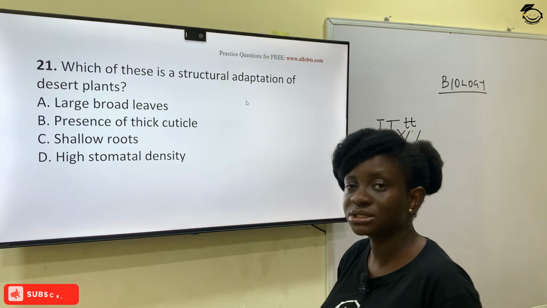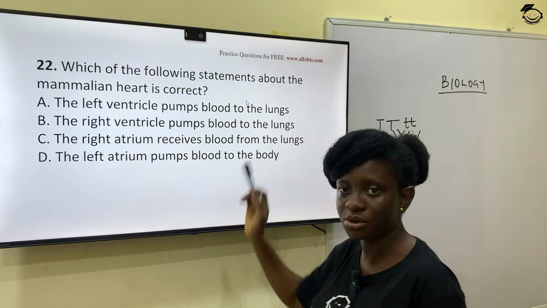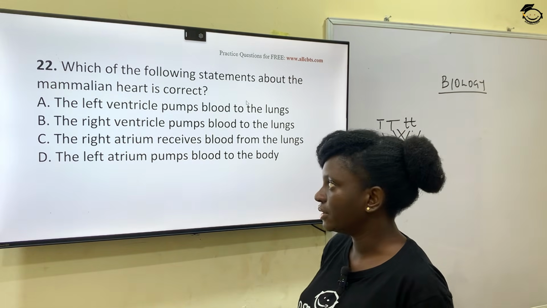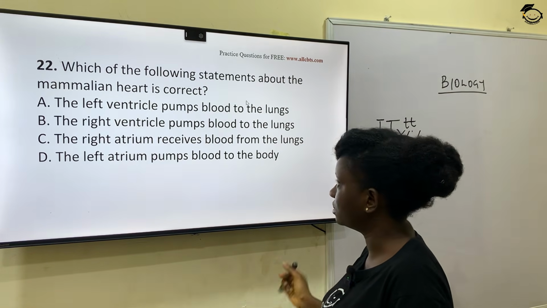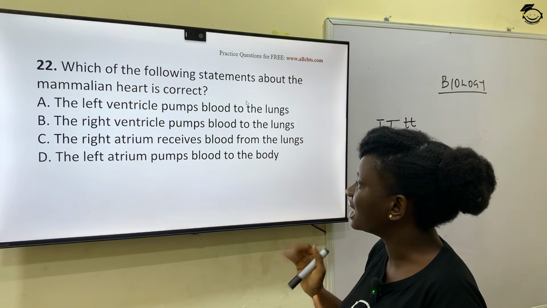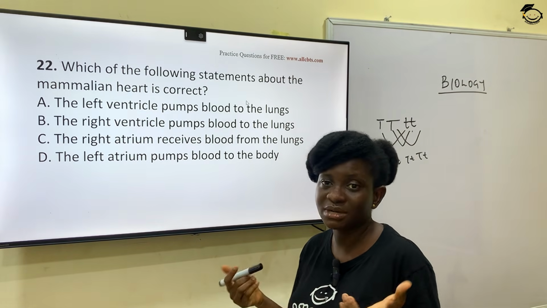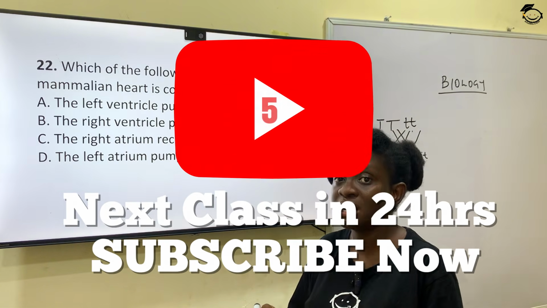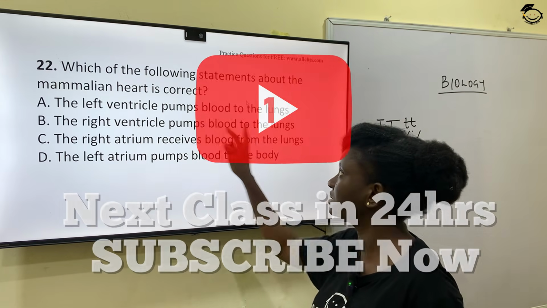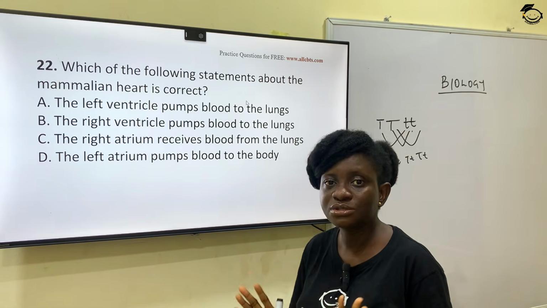Option B. Next, question 22 says, which of the following statements about the mammalian heart is correct? So let's look at the statements. A, the left ventricle pumps blood to the lungs. B, the right ventricle pumps blood to the lungs. C, the right atrium receives blood from the lungs. D, the left atrium pumps blood to the body. In the mammalian heart, it is the right ventricle that pumps blood to the lungs. So option B is the correct statement about the mammalian heart. The right ventricle pumps blood to the lungs.